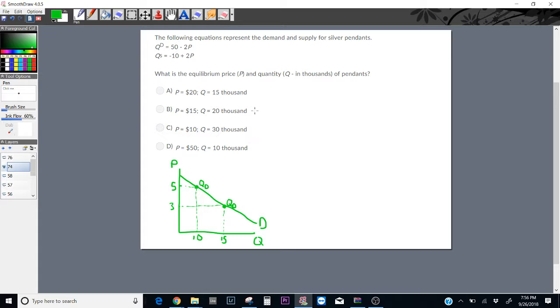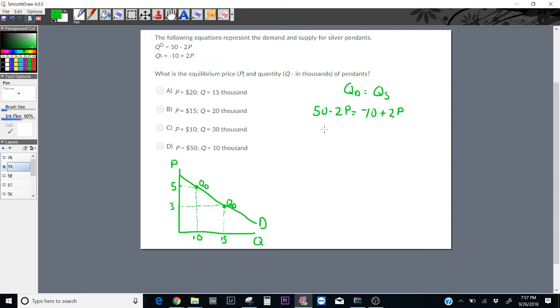Now this question is looking at finding equilibrium price and quantity. In order for our market to be in equilibrium, quantity demanded must be equal to your quantity supplied. Now we're given our demand equation and our supply equation, so all we have to do is set those two equations equal to each other. So 50 minus 2p is going to be equal to negative 10 plus 2p.